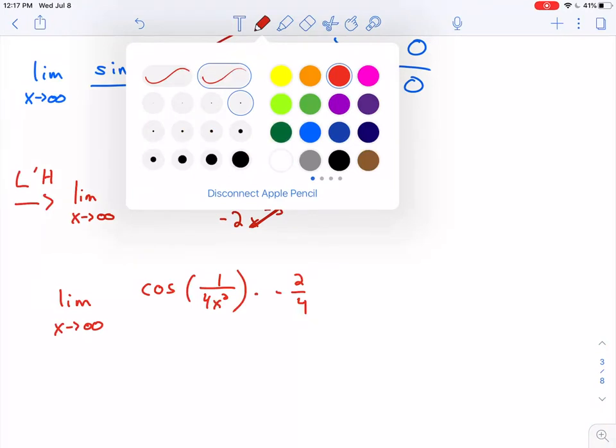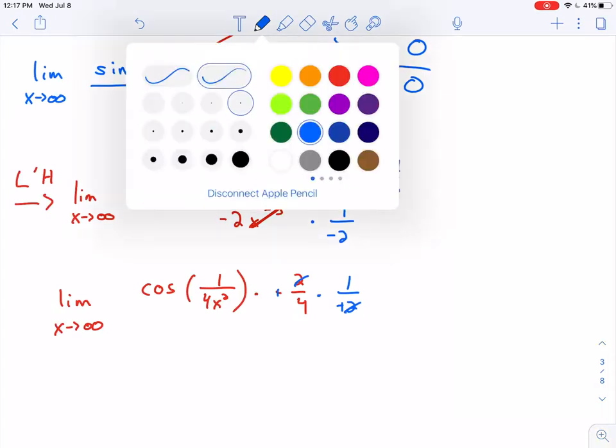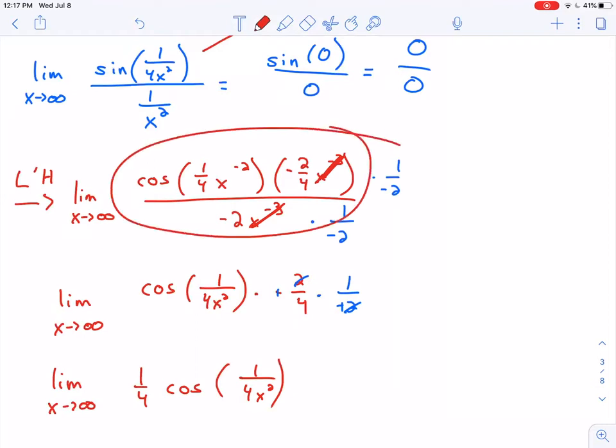And here, if I want to get rid of this negative 2 in the denominator, I'm just going to multiply by the reciprocal over negative 2 times 1/2. So if I multiply by 1/2, here we can cancel the negative signs and cancel the 2's. So okay, let's simplify it just a little bit more. I really have, this is just 1/4, so I can rewrite this as limit as x approaches infinity, 1/4 times cosine of 1/4x squared. So up until this point, here I did my derivative, and then after that it was really just a lot of simplifying.